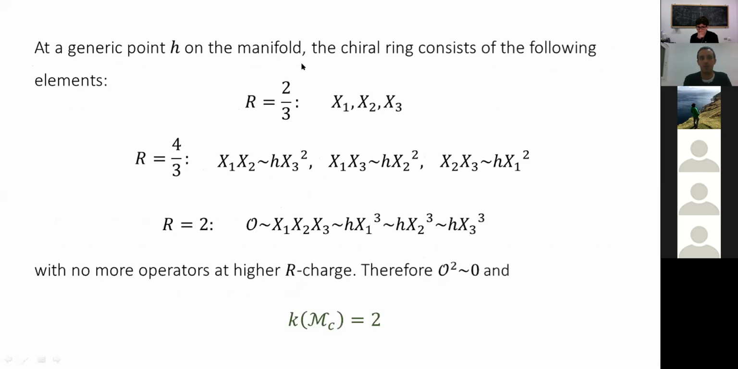And at a generic point h on the conformal manifold, the chiral ring is finite and consists of these elements. So at R charge 2/3, we have the 3 chiral multiplets, x1 up to x3. At R charge 4/3, we have 3 chiral multiplets which take these quadratic forms. These are equivalences that result from the chiral ring relations. So for example, x1 x2 is equivalent in the chiral ring to x3 cubed. So we have only 3 inequivalent elements in the chiral ring. And at R charge 2, we have only a single element in the chiral ring, which is given by all these different forms. And this is the exactly marginal operator. And we don't have any other operators at higher R charge. So in particular, this means that O squared is 0 in the chiral ring, and that the nilpotency index is 2. So we see that it is nilpotent and the nilpotency index is 2.